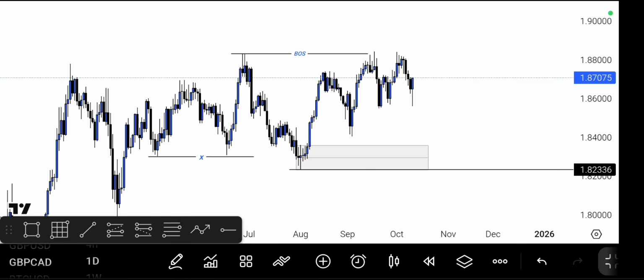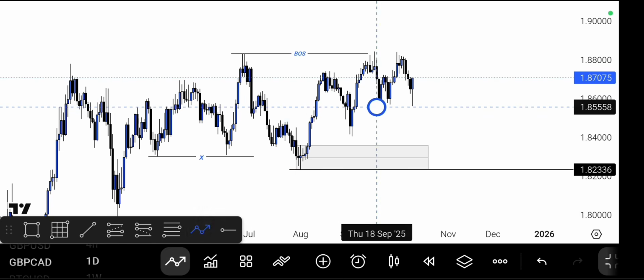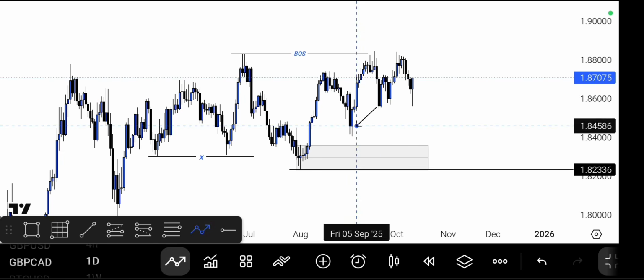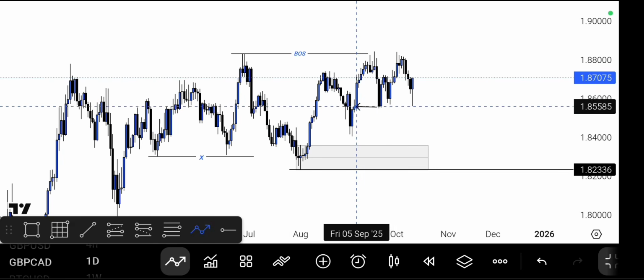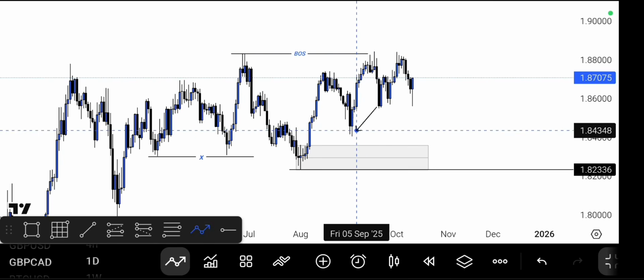Now, because the market swept liquidity previously, we have a pile of liquidity right here. This is a pile of liquidity. I see the market takes it out. Why is this a pile of liquidity?